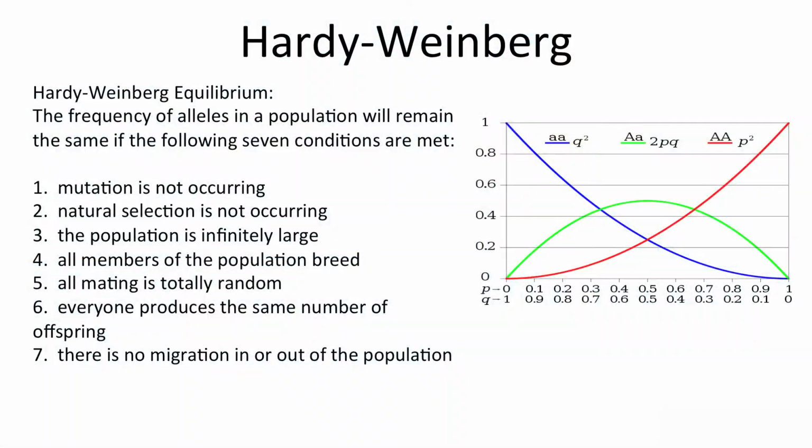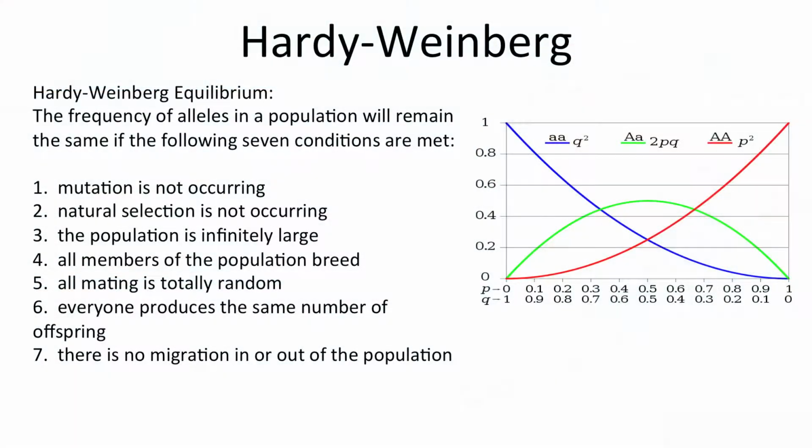All right, so the first condition: mutation is not occurring. If the allelic frequencies are going to stay the same, then we can't have new alleles popping up, because that, by definition, is going to change your allelic frequencies. If you had 2 alleles, a mutation occurred, now I have 3 alleles, obviously the allelic frequencies have changed, right? So mutation can't be occurring.